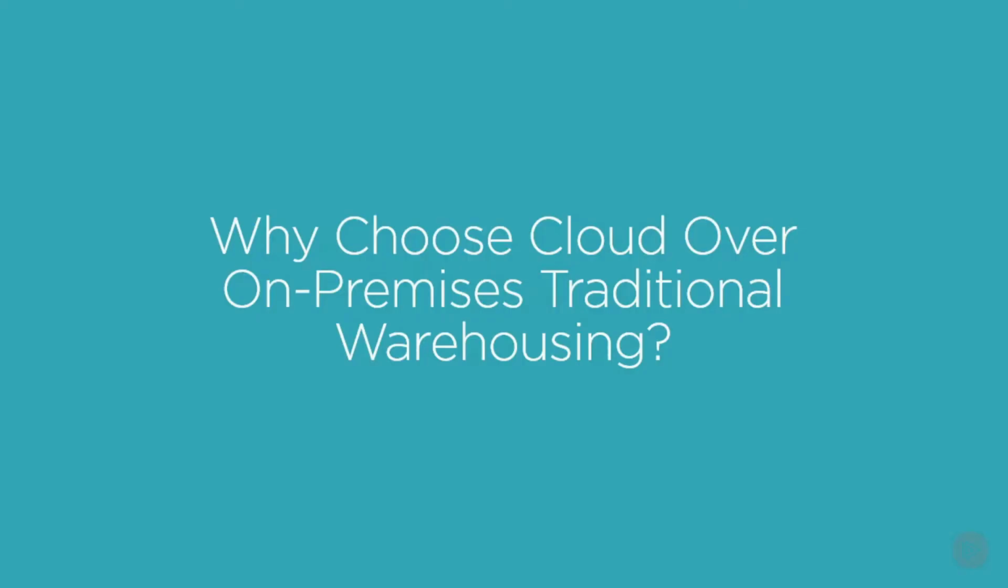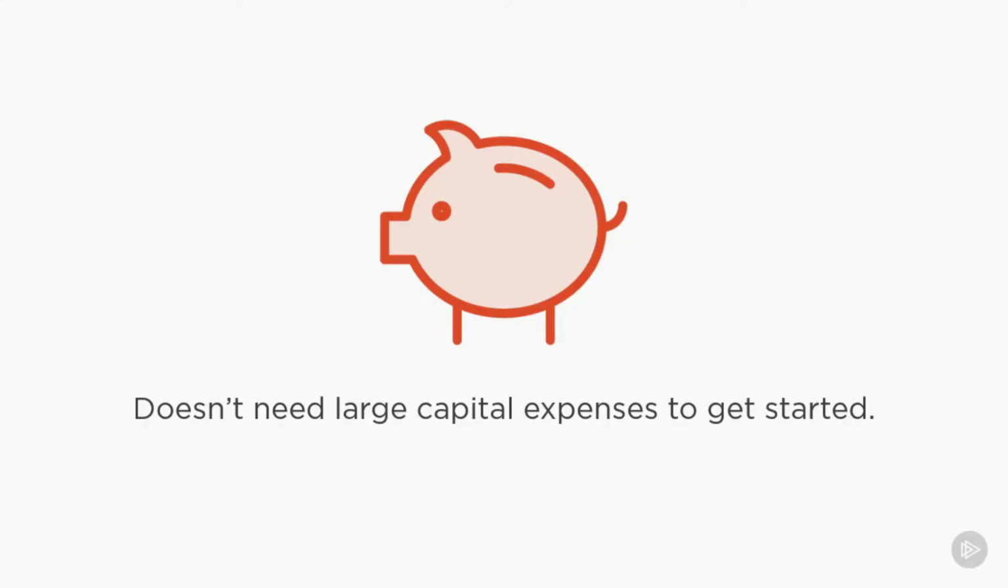So why choose the cloud over on-premises traditional warehousing? There are several good reasons. First, in the cloud, you don't need to do large capital expenses to get started. On-premises, it can be really hard to get all the approvals and justify the big expense of buying large warehousing machines and licensing.